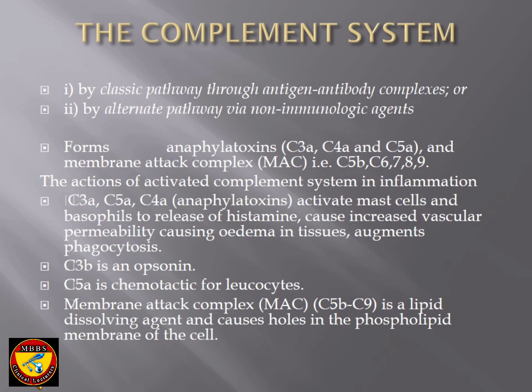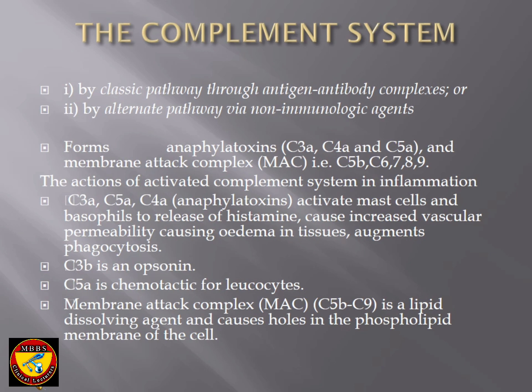So the complement system, on activation by either of these two pathways, what does it yield? It yields activated products which include anaphylatoxins, that is C3a, C5a, and C4a, and these are all called anaphylatoxins. Apart from this, it also forms the membrane attack complex, that is MAC, which includes C5b, C6, 7, 8, and 9.